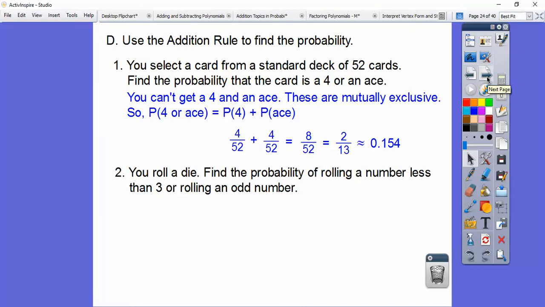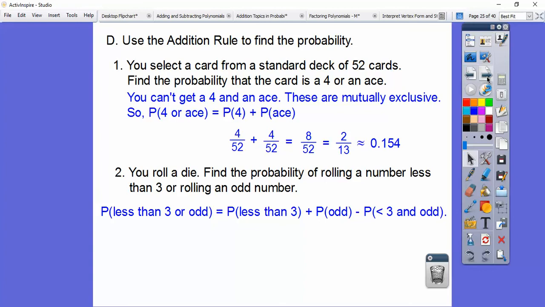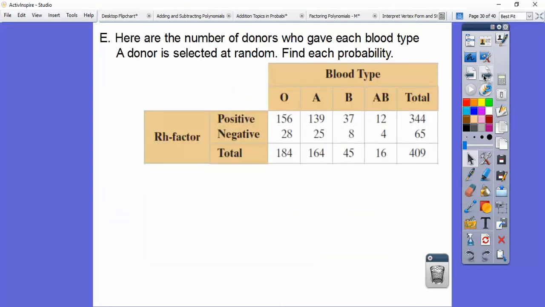Here we roll a die. Find the probability of rolling a number less than 3 or rolling an odd number. They are not mutually exclusive, so you find the probability that it's less than 3, so a 1 or 2. There are two chances out of 6. The probability that it's odd is 3 chances out of 6, and then minus the probability of one number that's less than 3 and odd. We get those right there, and that reduces, and of course that's 667 thousandths.